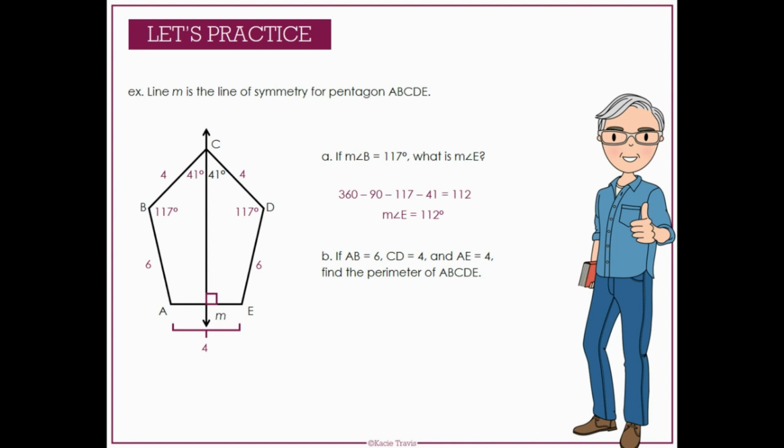And now finally, we have to find the perimeter. The perimeter of a shape is the distances added up around the shape, all added together. So 4 plus 6 plus 4 plus 4 plus 6 gives us 24.